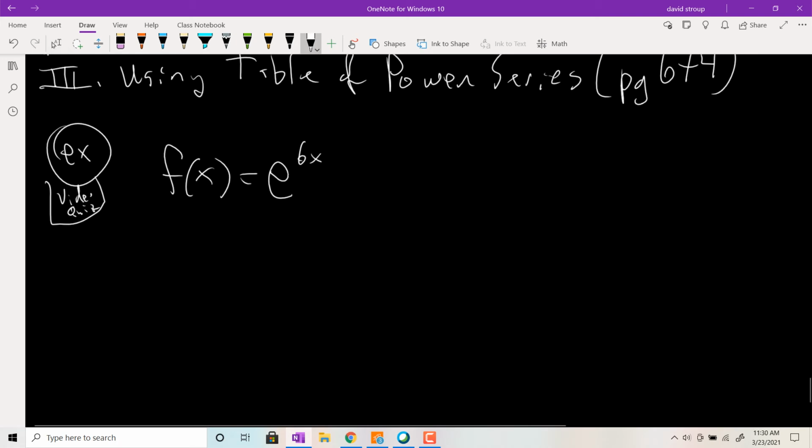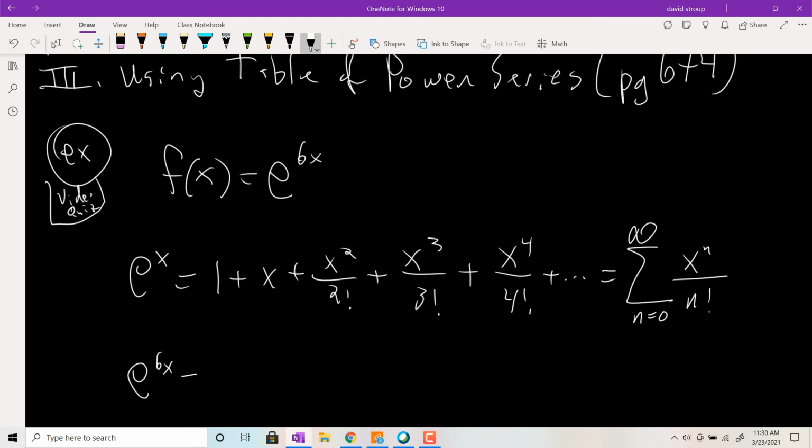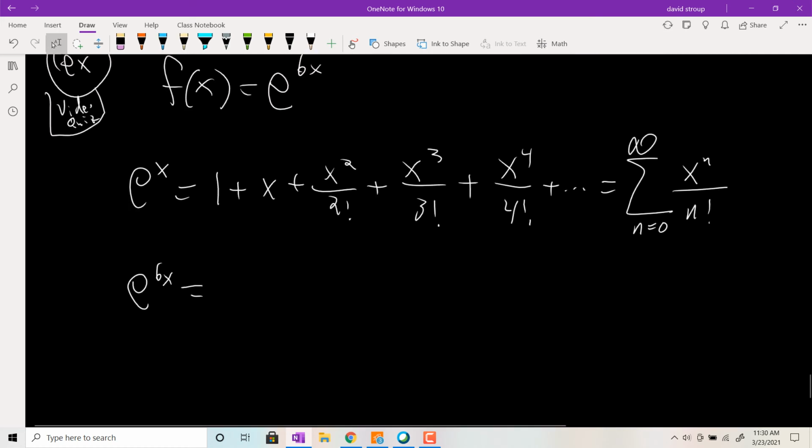So from the template, if you look in the book, e to the x is just going to be 1 plus x plus x squared over 2 factorial plus x cubed over 3 factorial plus x to the 4th over 4 factorial plus dot dot dot. If you like the summation notation better, you can use that. This will be n equals 0 to infinity of x to the n over n factorial. So to get e to the 6x, all you need to do is substitute in 6x for x.